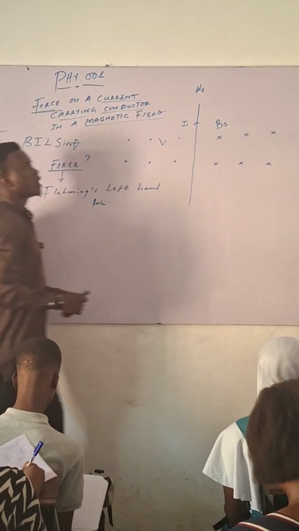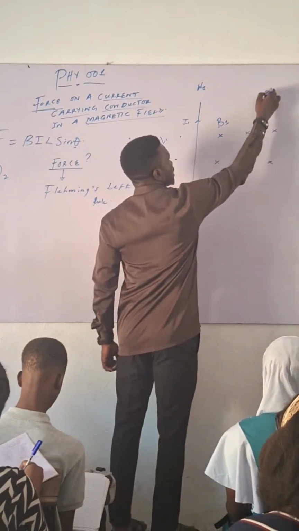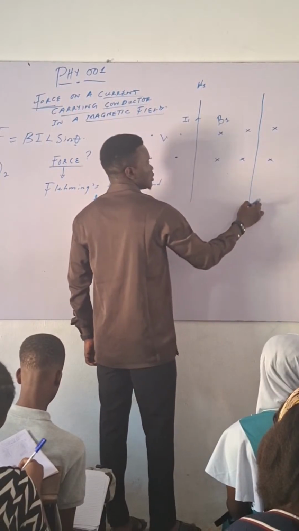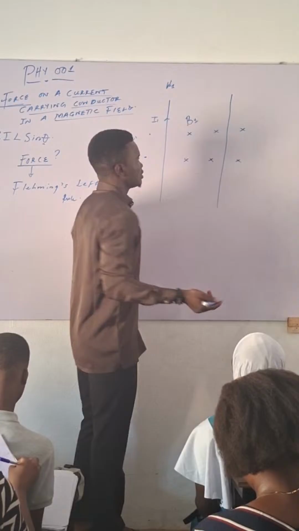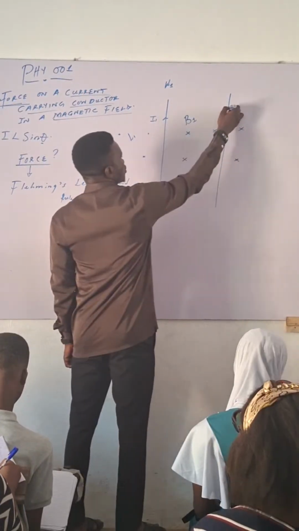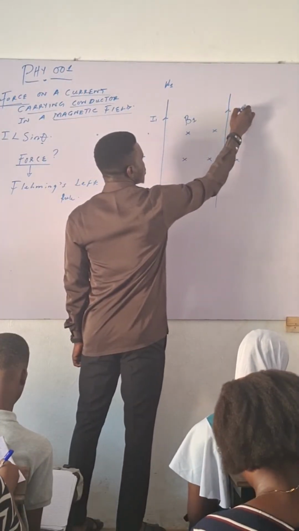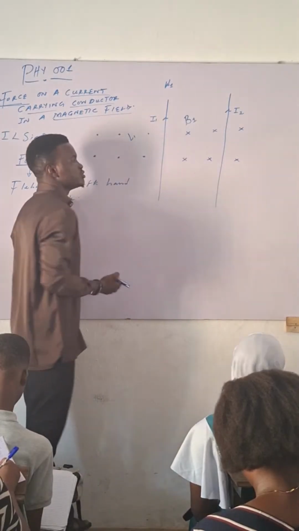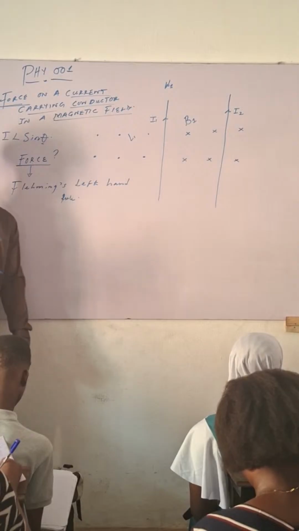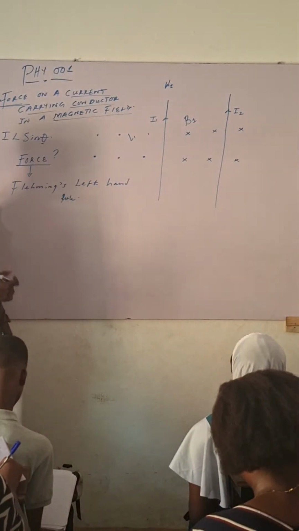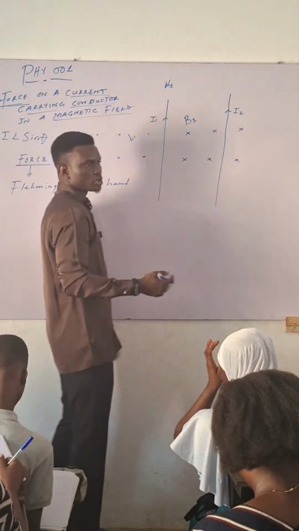So now, wire 1 is already there. Then this is wire 2. And even if you were not in class, I think we still live streamed the class on Saturday, so you can learn from anywhere. So now, that is wire 2 carrying current I2. It has its own field, but I'm less concerned.